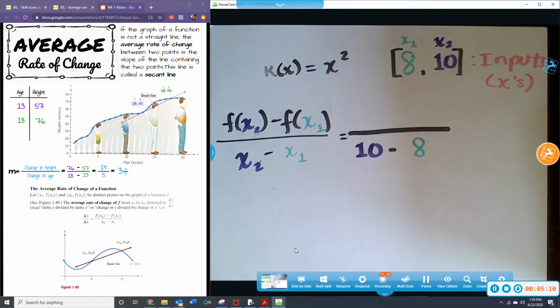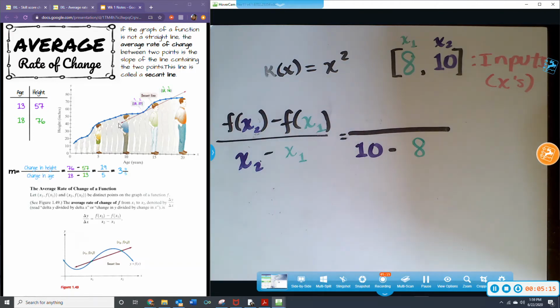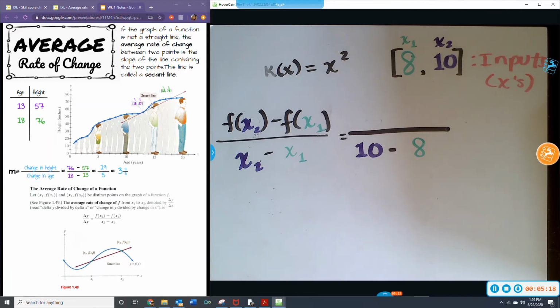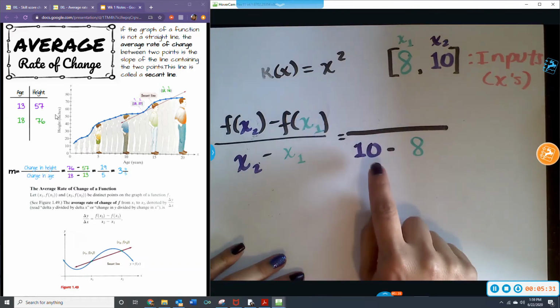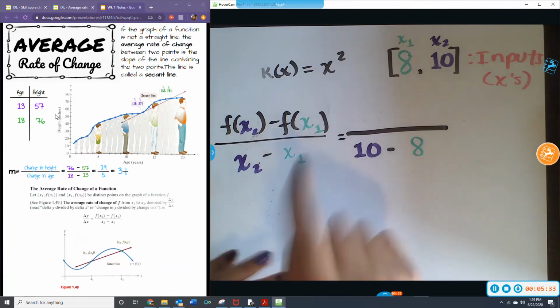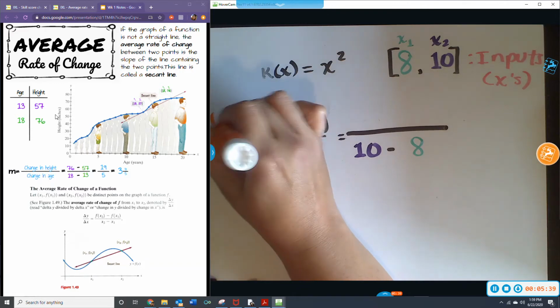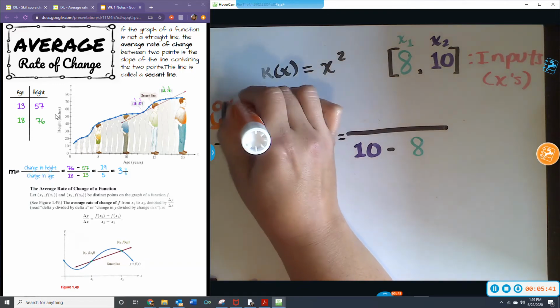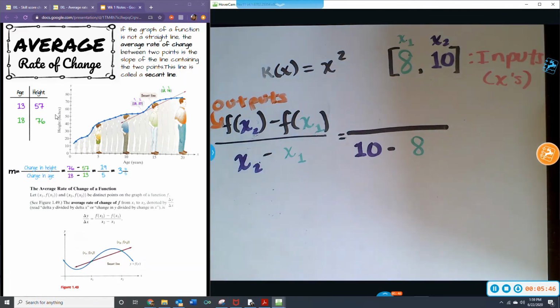Now, the hard part is the numerator, because before, if you take a look on the right side, I had a graph, and it was really easy to see my x and my y, or my input and my output. In this case, I'm just given an equation. So I'm going to take my input and get my outputs. That's where I need to do a little bit of math here.